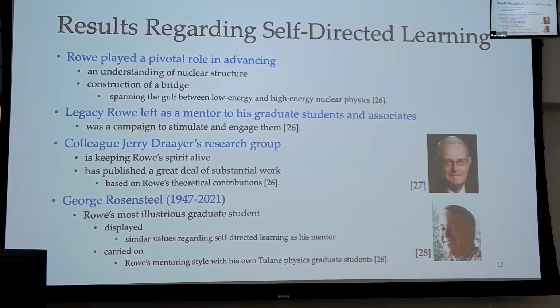You just heard about Dreyer's research group, and that group has published a great deal of substantial work based on his theoretical contribution. He unfortunately died last year, or else he definitely would have been here. He was Rowe's most illustrious graduate, who held similar values regarding self-direction. He carried on Rowe's mentoring style with his own Tulane physics graduate students. So that's very exciting, that George worked with David and took that idea that self-direction for our graduates is a process. It's not just an aim, it's a way to get to physics.